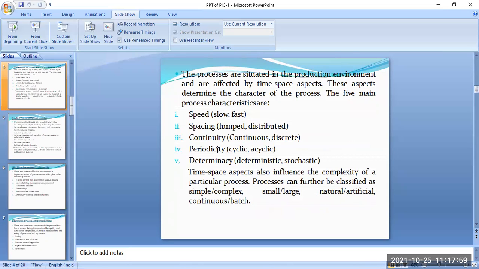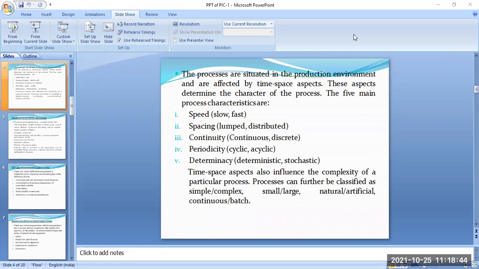We have discussed in our last classes that five main process characteristics are present in different types of process control industries. Please remember this: first is speed, and speed is classified into two categories, either slow response or fast response. Then we have spacing, that is according to the placement of this particular device or instrument sections. It is classified into two categories, lumped spacing and distributed spacing.